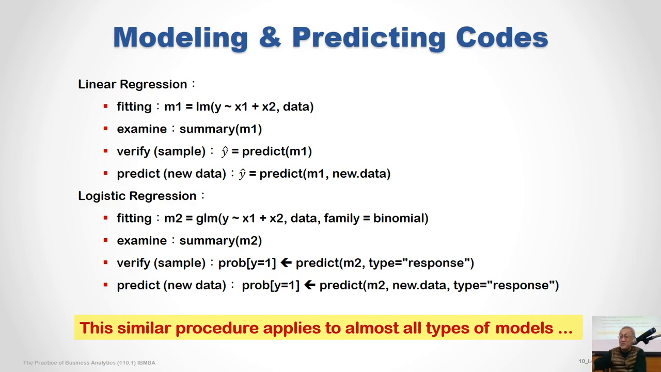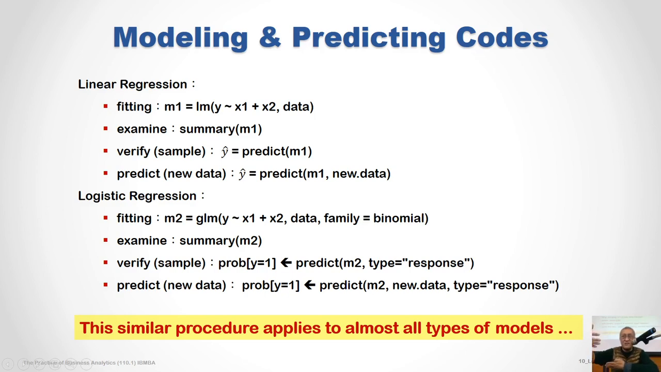A decision tree is a tree. It's no longer a linear combination of x. A neural network is actually a network. It's no longer a linear combination. But the functions are the same. After you build the model, you can give the new data to the model, still call this predict function, and use the model to do the prediction for you. So this procedure of modeling, examining, verifying, and predicting applies to almost all types of models and methods.